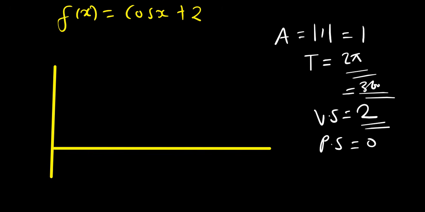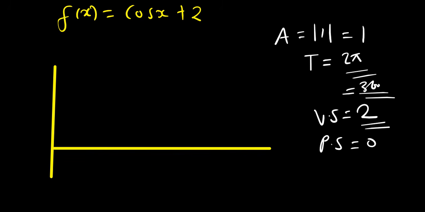Now because we've got 2 as a vertical shift, it means to the amplitude we're supposed to add and subtract that 2. Initially it's supposed to be alternating between 1 and negative 1, so to this one we're supposed to add 2, because we shifted the graph 2 units up. If from 1 we add 2, we're going to end at 3. Then from negative 1, when we add 2, we're going to end at 1. So it means our graph is going to be alternating between 3 and 1.